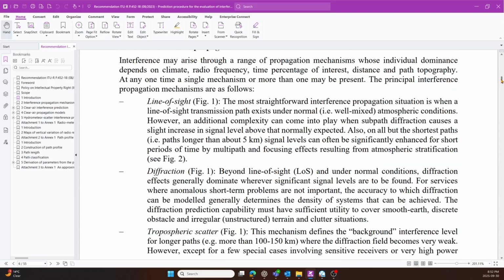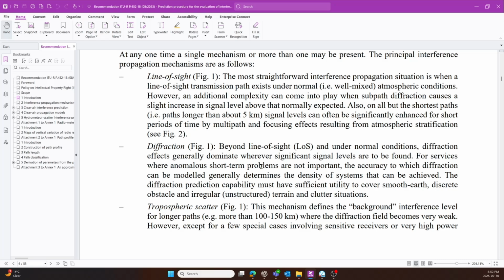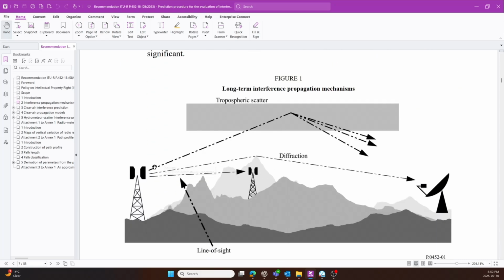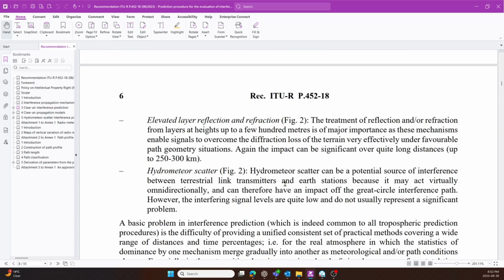If we go a little lower, they talk about interference propagation mechanisms: line of sight, diffraction, and tropospheric scatter. These are the ways that the interference can be felt in a receiver that's not even in the line of sight of the transmitter. And then there are ducting and other really rare but very severe types of propagation of the interference signal.